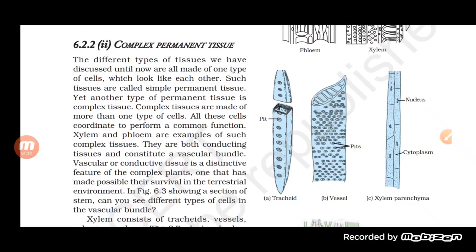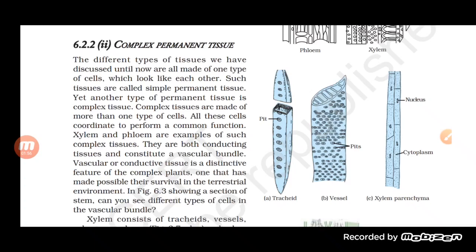Okay, so simple permanent tissue is the tissue in which only one type of cell is present, and in a complex permanent tissue more than one type of cell is present. All these cells coordinate to perform a common function, and collectively they make the complex permanent tissue. So the simple permanent tissue is made up of one type of cell, but the complex permanent tissue is that in which more than one type of cell is there, which perform different kinds of functions, and collectively they form the complex permanent tissue.